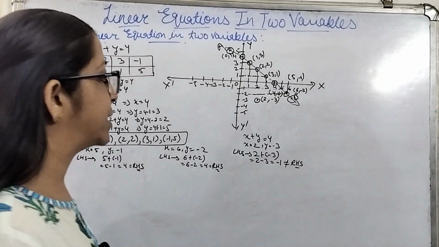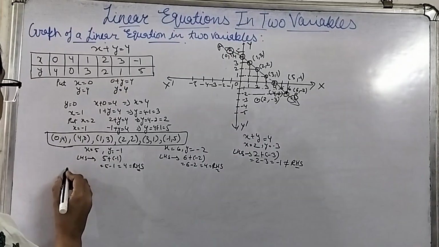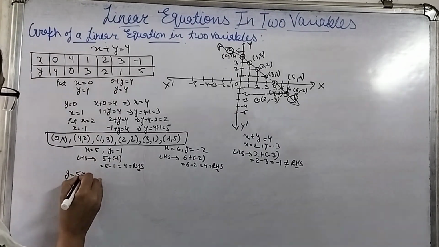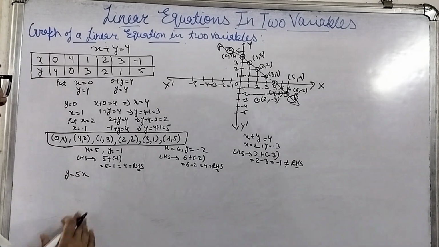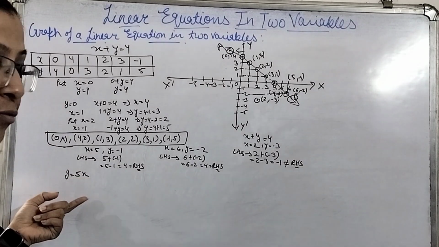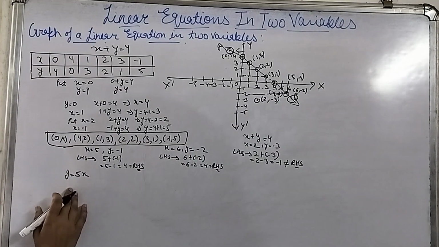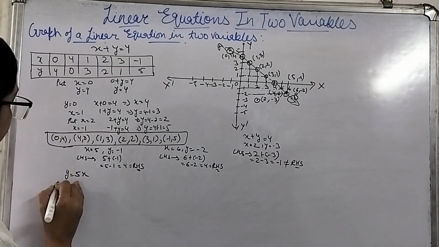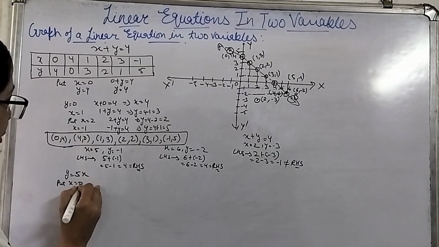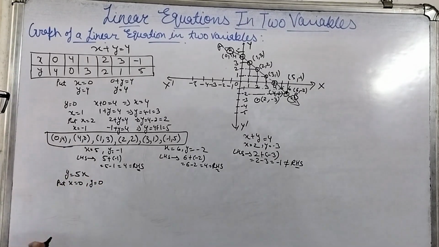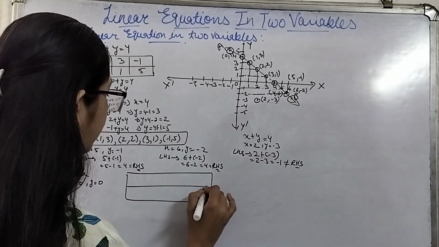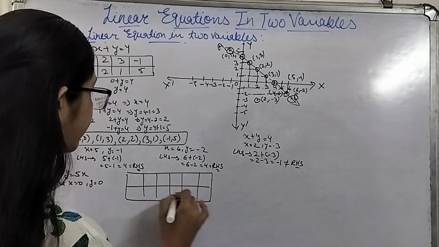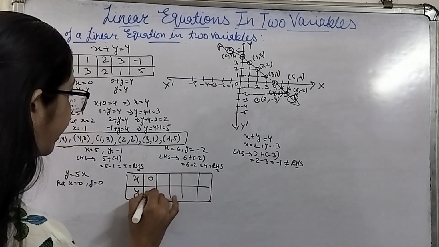Now suppose I take one more example, say y equals 5x. This is the equation I have taken. If I plot it, first of all I find the solutions of this equation algebraically. If I keep x equal to 0, then y will also be 0, right? So I will make a table in x and y. If x is 0, y is also 0.